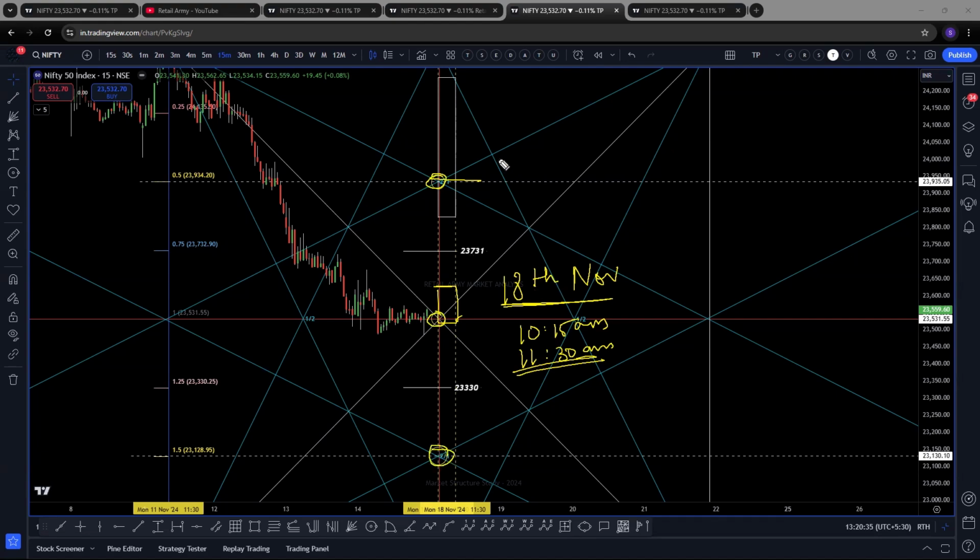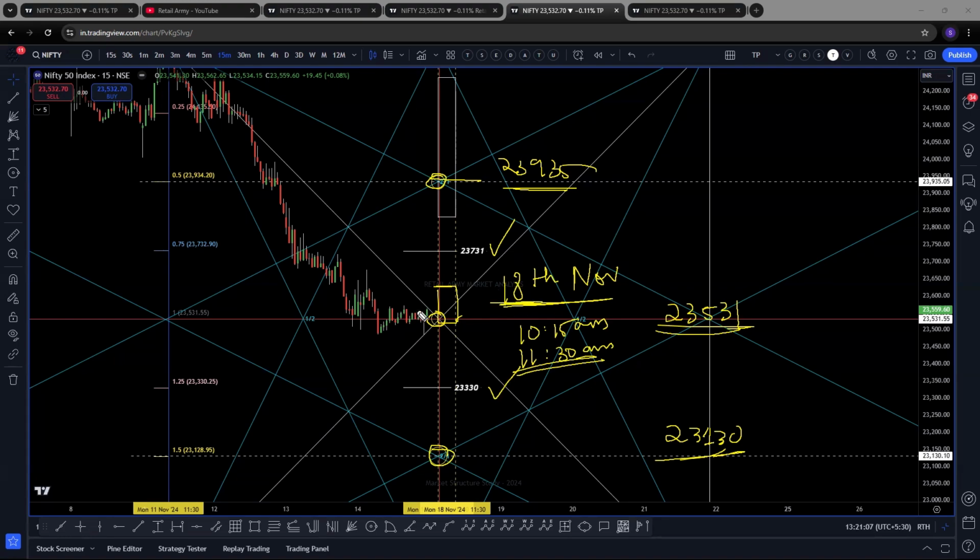So the upper level is 23,935. Then in between it's 23,531. On the downside it's 23,130. These are the major angles for next week. We'll discuss further the minor angles. Note these minor angles: 23,731, 23,330. Now, tomorrow morning, that is Monday morning, 18th is Monday, right?